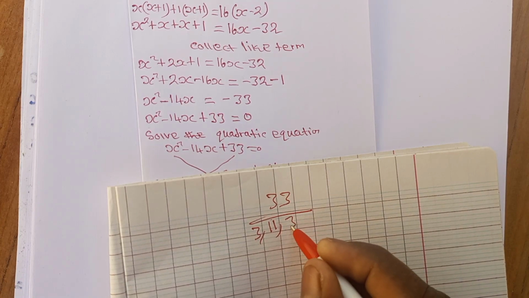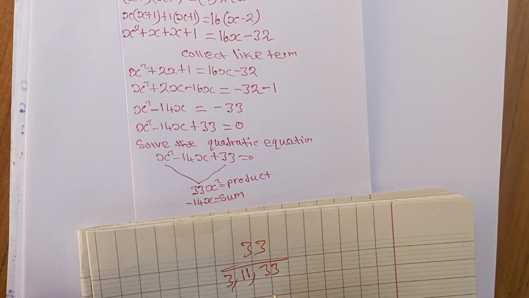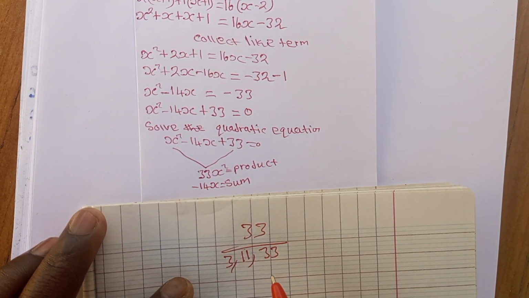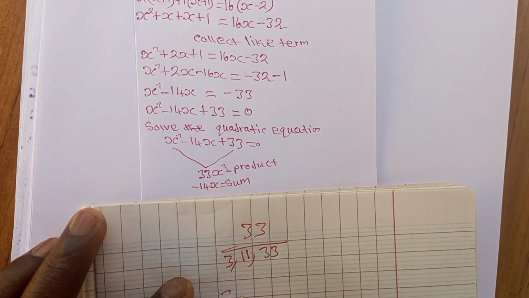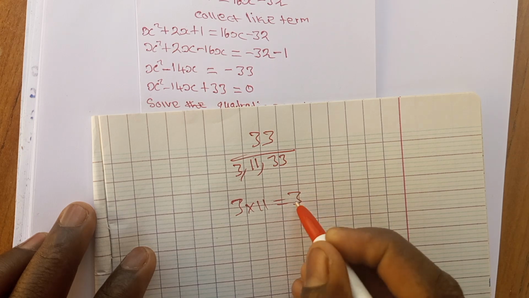Meaning the factors are 1 and 33 itself. Now, which factors, if you multiply these factors, you are going to have 33? If you multiply 3 times 11, you are going to have 33.